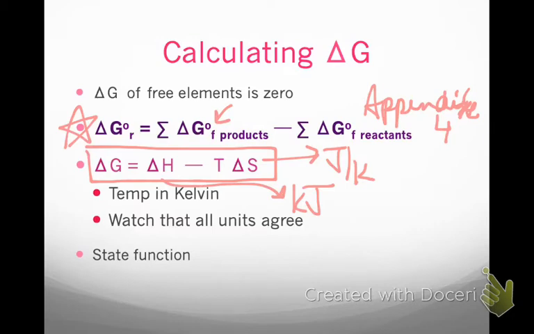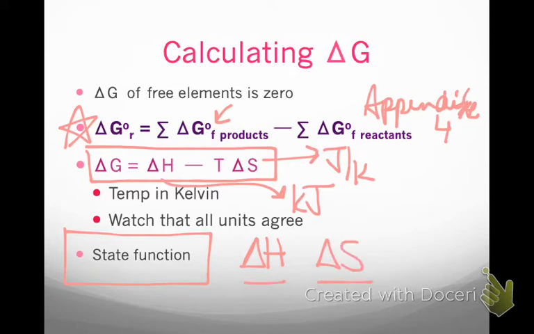One other important thing to say about delta G is that it's a state function, just like delta H is a state function, just like delta S is a state function. It doesn't matter how you get to the final values for enthalpy and entropy. It doesn't matter how you get to that goal. You still get the same result when you get there. And I did talk to you about state functions before in terms of, I think the analogy I used was climbing a mountain.